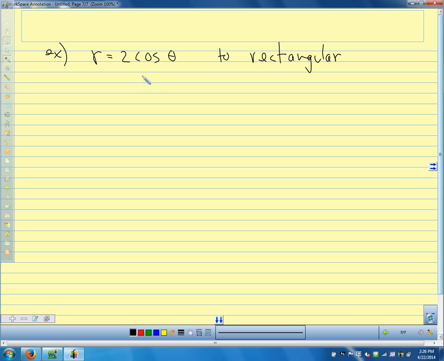So you're on the right track. We know that our conversions have x equals r cosine theta and y equals r sine theta. So we want to do things to our equation to get that r cosine theta or r sine theta in there. So what would we have to do here to get an r cosine theta in this equation?